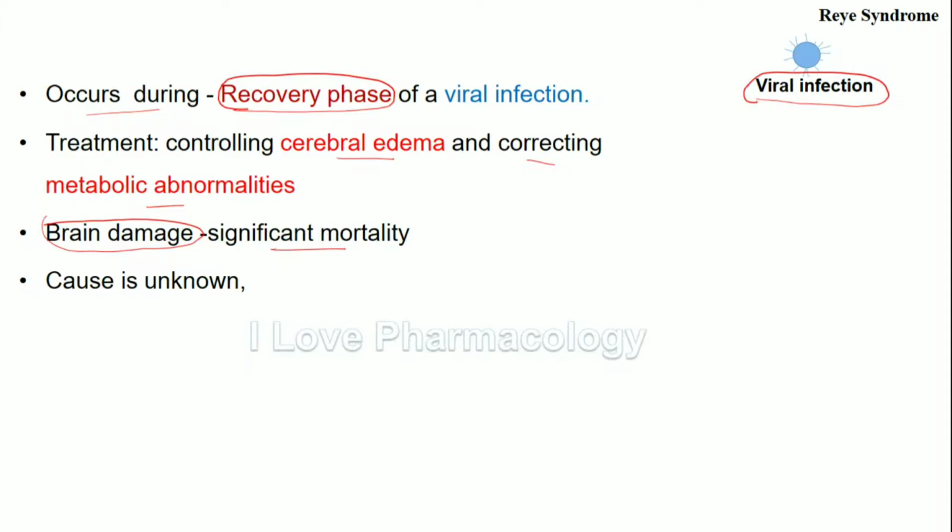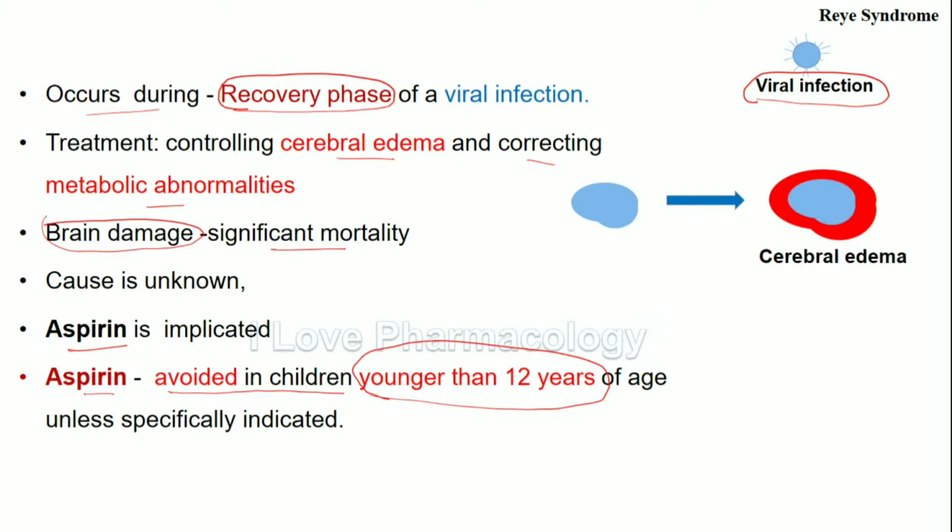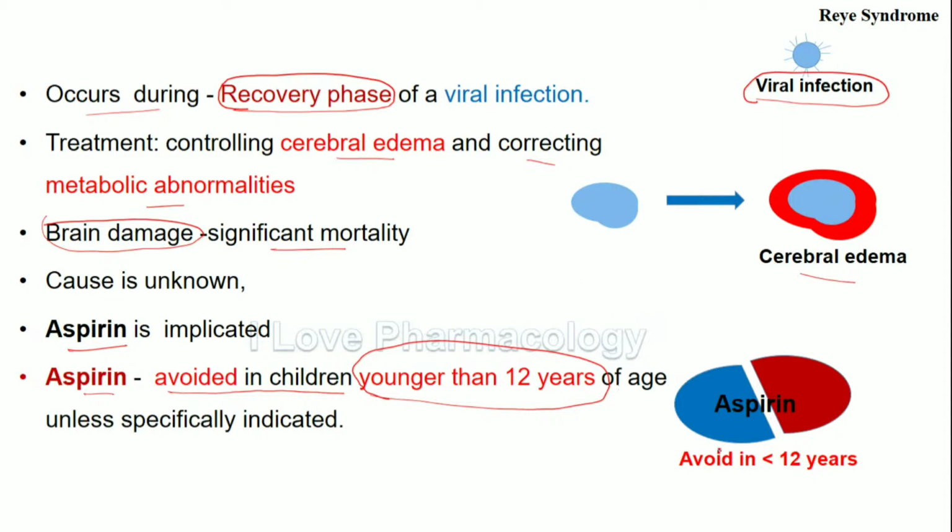The specific cause is still unknown, and the suspected probable cause for the development of Reye syndrome is the use of aspirin in children during the recovery phase of a viral infection. So you should keep in mind that you should avoid giving aspirin to children younger than 12 years of age unless it is specifically indicated. Here you can see the cerebral edema. So remember, aspirin should be avoided below 12 years of age.